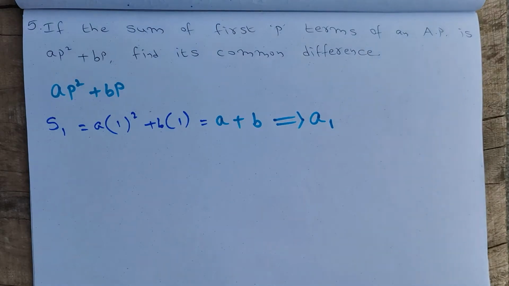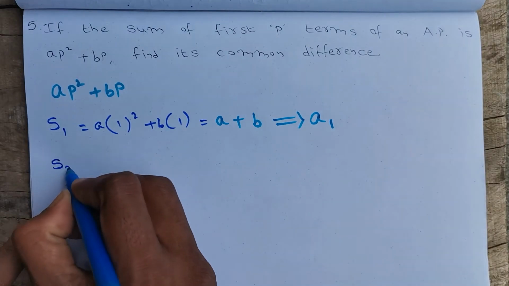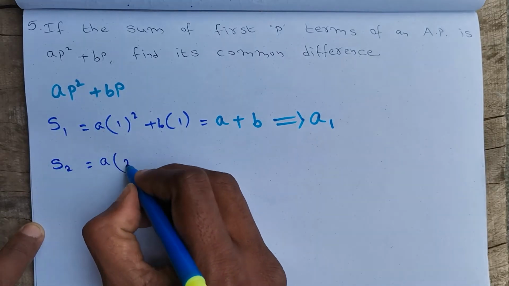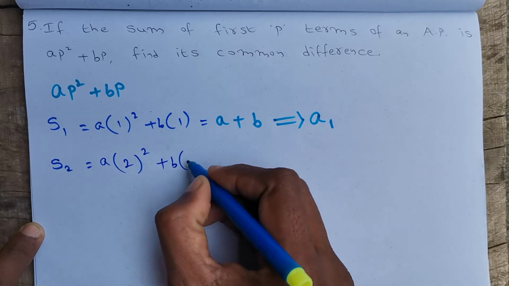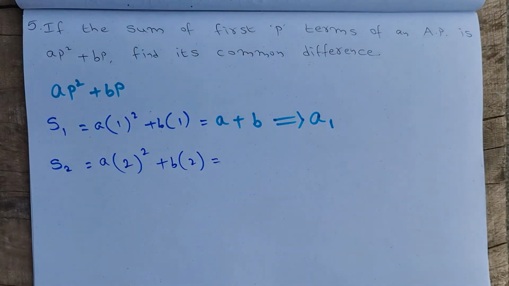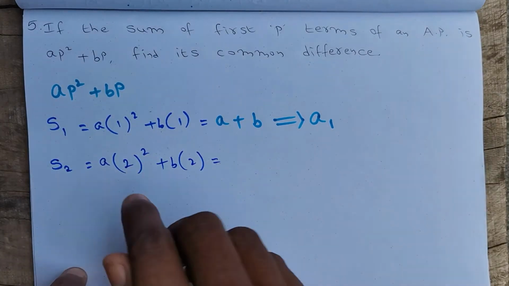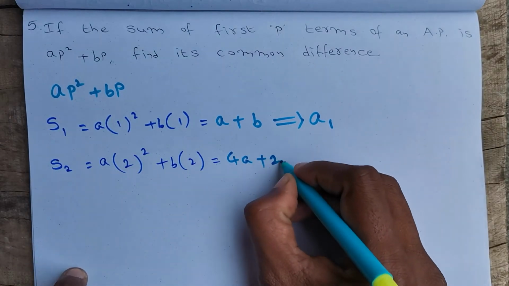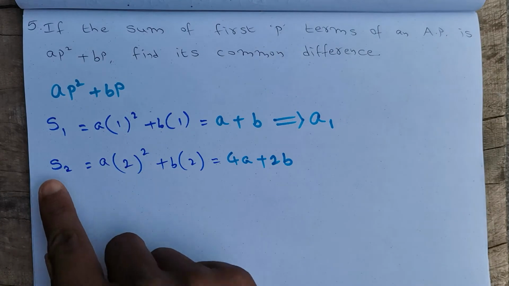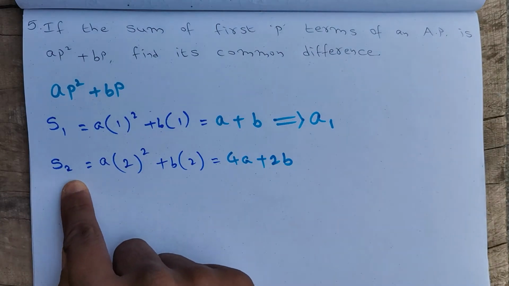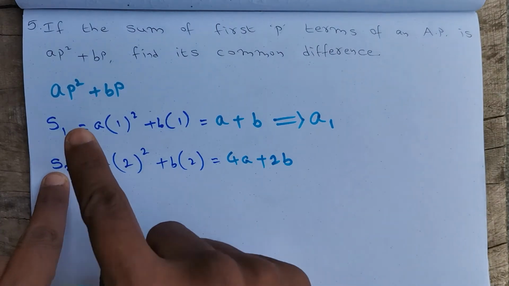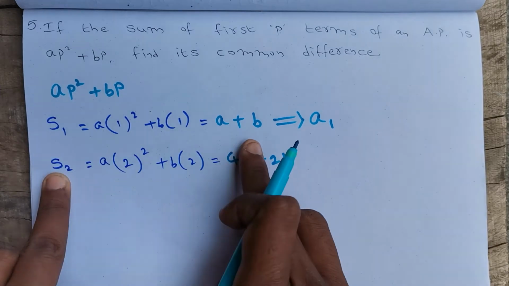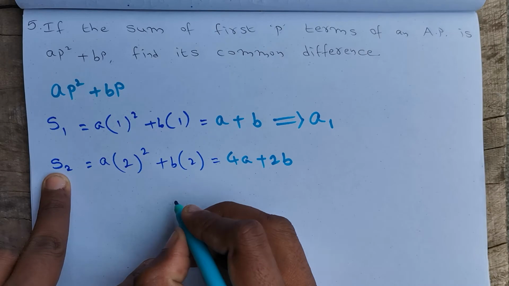Next, the sum of the two terms. a into, in the place of p, substituting 2 square, plus b into 2. 2 square is 4, so 4a, plus 2 into b, 2b. Now, the sum of the first two terms, the sum of the two terms is given as 4a plus 2b. The sum of the one term is a plus b.